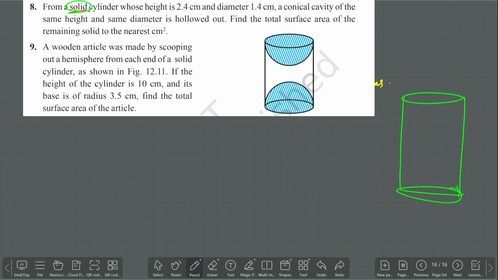Right, fine. Height 2.4, okay, mention it. Diameter 1.4, that is also you mention it. Conical cavity is there. Cavity in the sense inside they will be making a conical cavity. Same height, same diameter. What is height 2.4? The same. Diameter also same. Like that they are telling. Hollowed out. Okay, they have taken it out after making. Find the total surface area of the remaining solid to the nearest centimeter square.